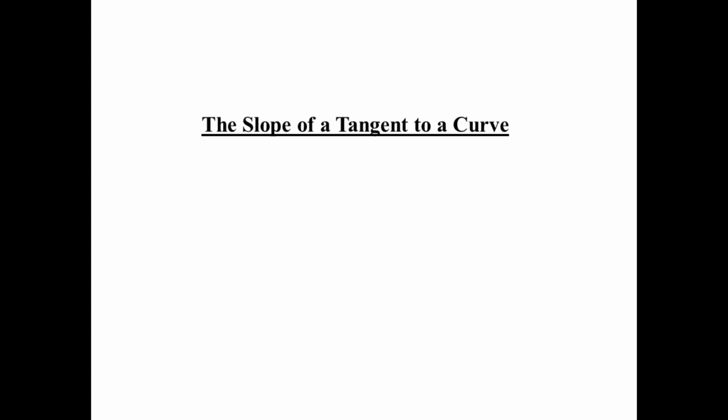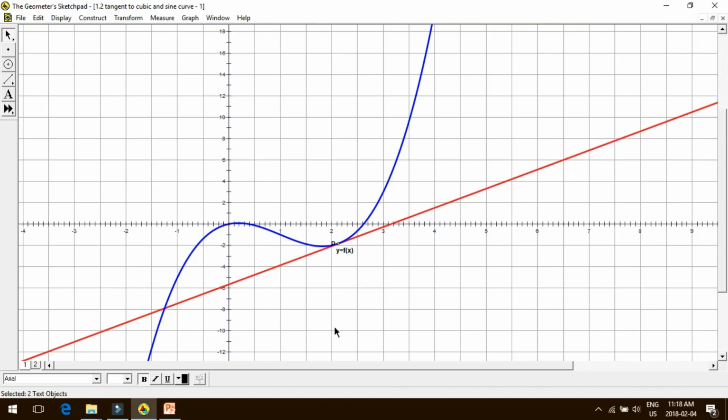Today it's the slope of a tangent to a curve. In grade 9 we studied the slopes of lines. Consider this line. This line has a constant slope. No matter where you are on this line, the slope is still the same. It's mx plus b, and the slope is m.